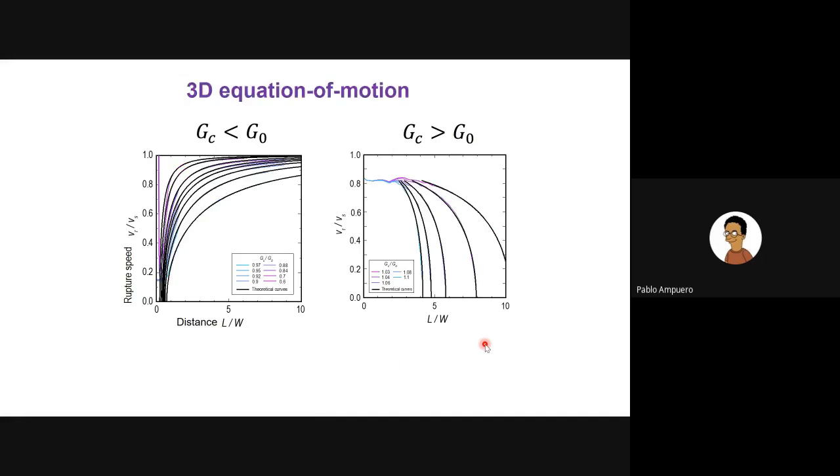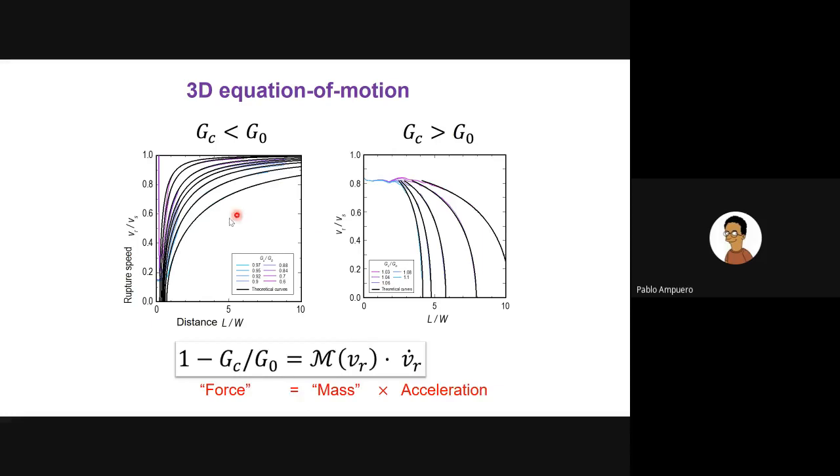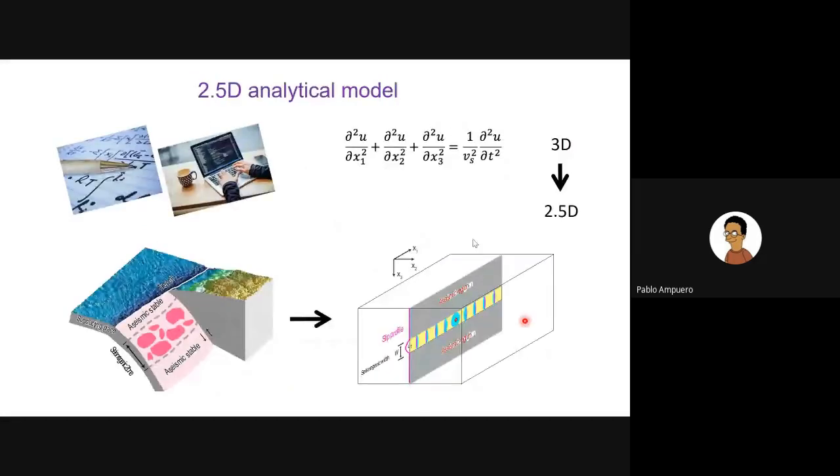He was able to fit these numerical results with an equation of the same form that Marder had proposed for a different problem. So we have here, again, this mass, acceleration, and force on the left. I can show you a little bit more of the things that we did after this.